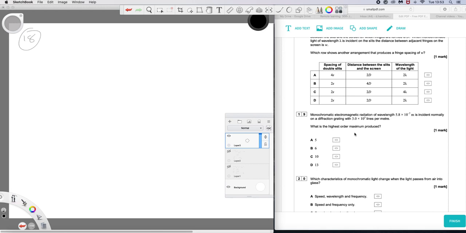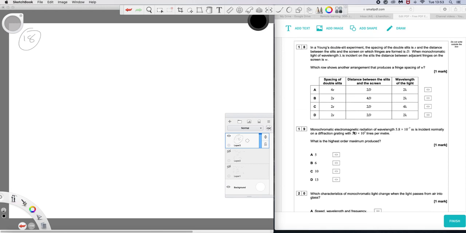We have a double slit experiment. Spacing is s, distance between the slits and the screen is D. When monochromatic light of wavelength lambda is incident on the slits, the distance between the adjacent fringes on the screen is W. Which row shows another arrangement that produces a fringe spacing of W?